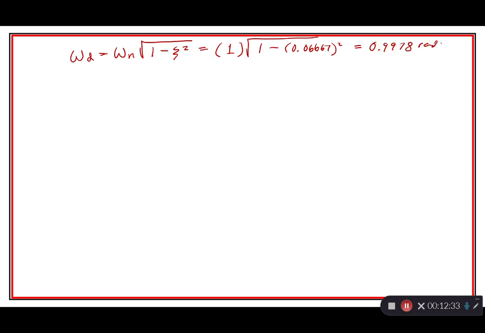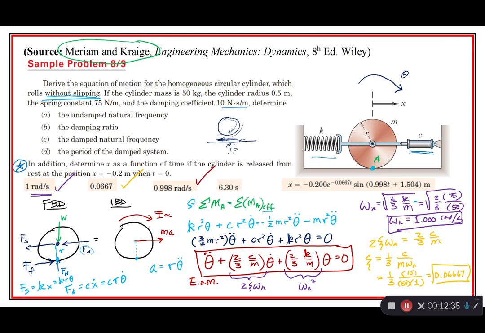Now we need the damped natural frequency, but we have all the ingredients for it already. Remember, that's omega n times the square root of 1 minus zeta squared. We had 1, and square root of 1 minus, and we just found this, 0.06667 squared. And we get 0.9978 radians per second. And bingo, we got the same thing.